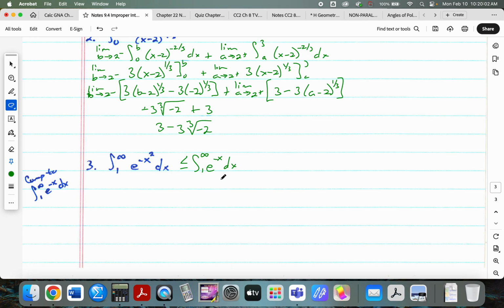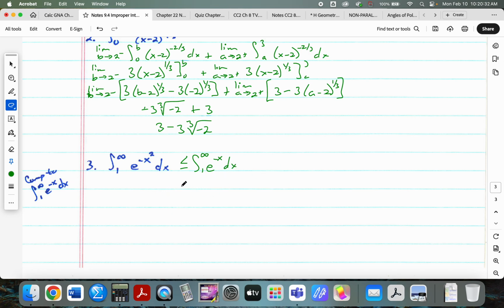So what we're going to do is find out whether this new integral converges or diverges. If this one converges, and this one is smaller than that, it's got to converge also. Now, if my new one diverges, well, I have something smaller than something that diverges. It doesn't really tell me anything. So we're hopeful that this is going to converge.